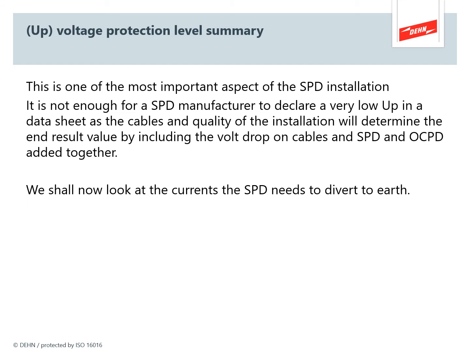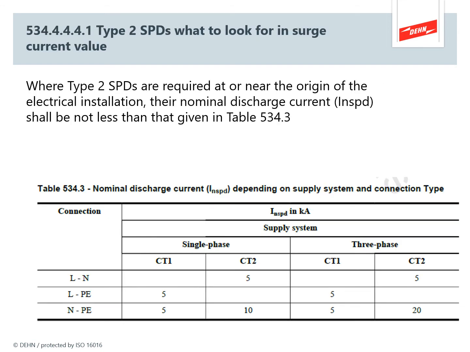We're now going to have a look at the currents that an SPD has to deal with. Looking at the first currents, that's going to be the surge current, IN SPD, and this is the value in kA that this type 2 device has to divert to earth. And it's quite a low bar, it's 5,000 amps per pole, and in the TT circuits the neutral would have to be able to take its own value and that of the output of the phase device, hence why on the CT2 connection method for TT you see that the N to PE plug will have to take either twice its capacity or 4 times its capacity.